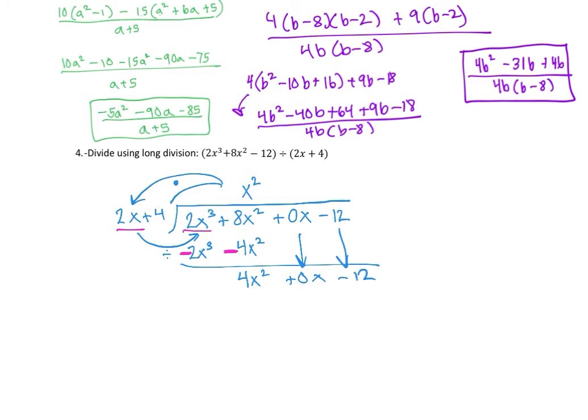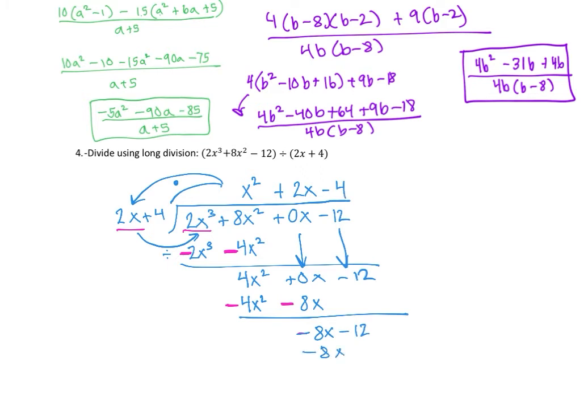Okay, now we're going to just repeat the process. We're going to do the division. How many times does 2x go into 4x squared? That would be 2x times. Then we're going to go 2x times 2x is 4x squared. 2x times 4 is 8x. We're going to subtract each thing. We get 0, negative 8x minus 12. Then how many times does 2x go into negative 8x? That's negative 4.